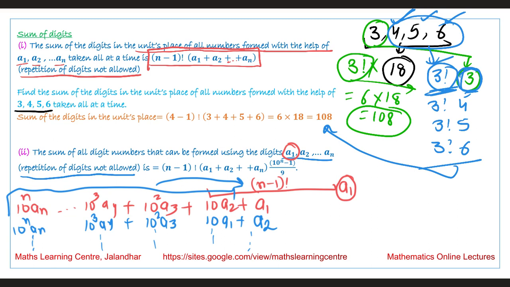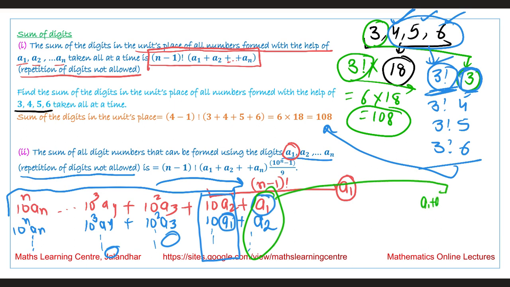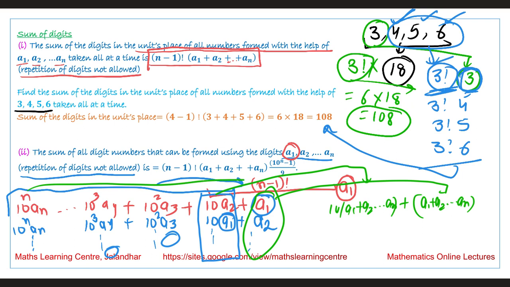Now suppose we are writing it in this way: it is A1 over here, in the next term it is A1 over here, and the next term it is A1 over here. So if we add the last terms, we will have A1 plus A2 and so on up to AN. Then the second last digit is 10 into A1 plus A2 and so on up to n. Similarly, the first digit is 10 raised to the power n into A1 plus A2 and so on up to n.